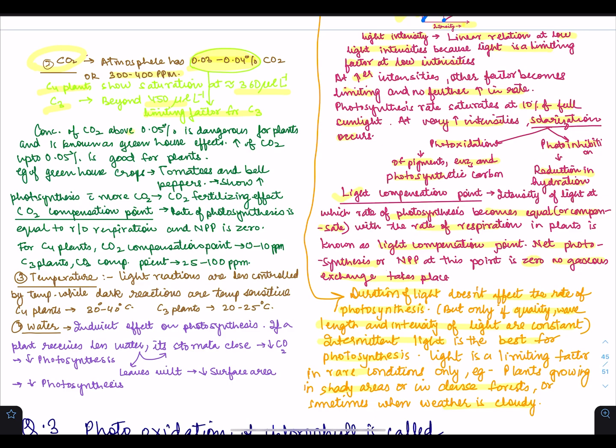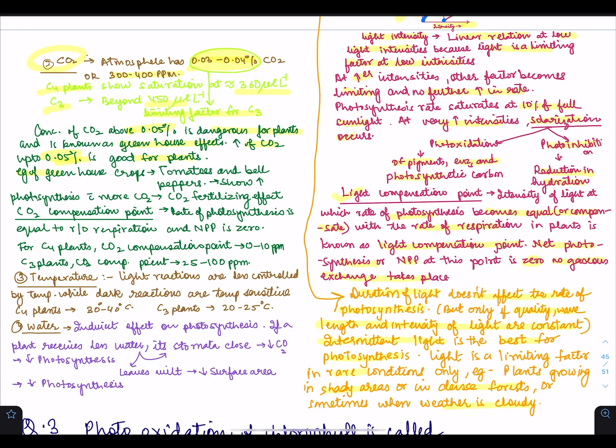Concentration of carbon dioxide above 0.05% is dangerous for plants and this is known as what? Greenhouse effect. But if the carbon dioxide keeps on increasing up to 0.05%, it is good for plants. After that, it is hazardous.